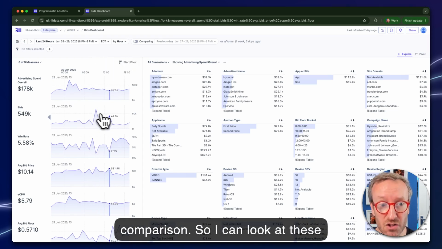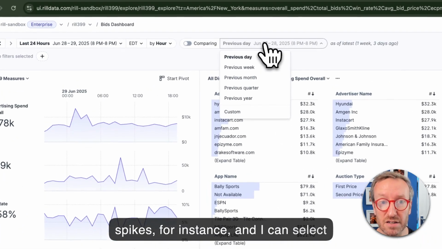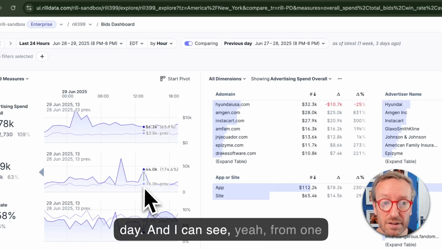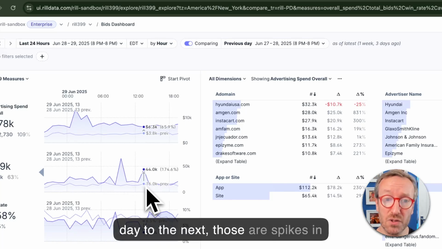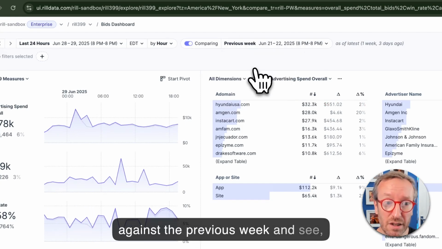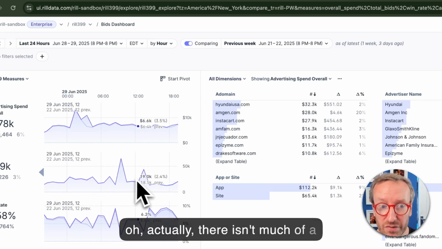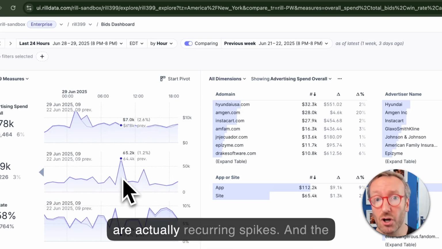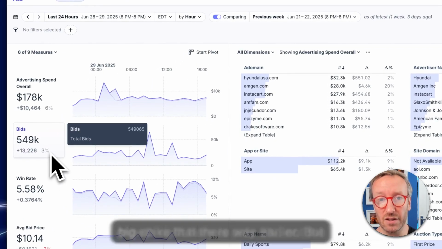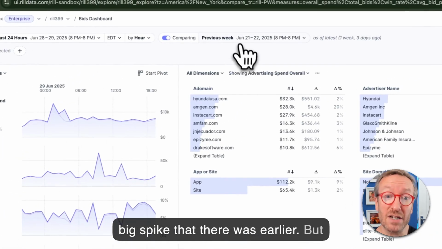So I can look at these spikes, for instance, and I can select a comparison against the previous day. And I can see, yeah, that from one day to the next, those are spikes in the data. But I can also compare against the previous week and see, oh, actually, there isn't much of a difference week on week. So these are actually recurring spikes. And the growth rate here is only 3%, not the big spike that there was earlier. But that's the previous week.